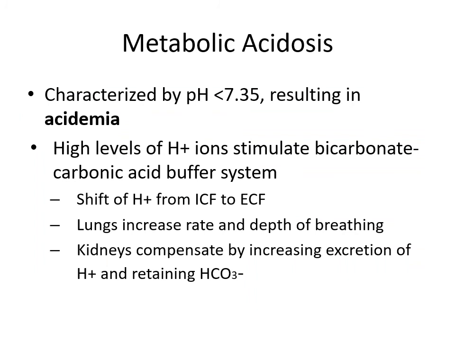And again, metabolic acidosis is characterized by a pH less than 7.35, resulting in acidemia, right, or an increased acidity of the blood. High levels of hydrogen ions stimulate the bicarbonate carbonic acid buffering system with a shift of hydrogen ions from intracellular fluid to extracellular fluid. The lungs will increase the rate and depth of breathing, and the kidneys will compensate by increasing the excretion of hydrogen ions and retaining bicarbonate.